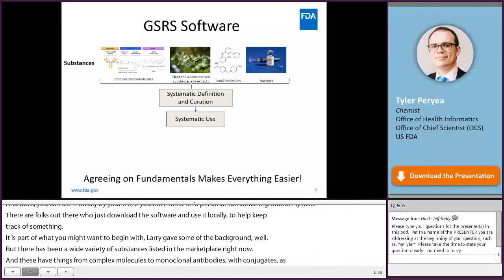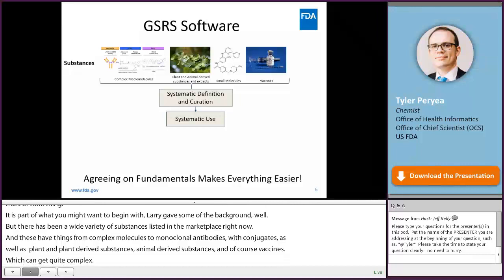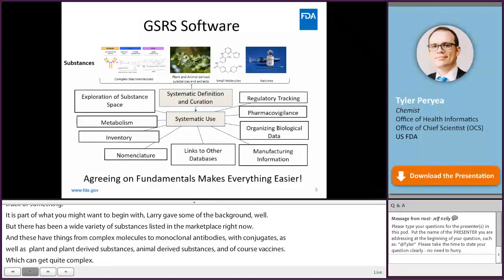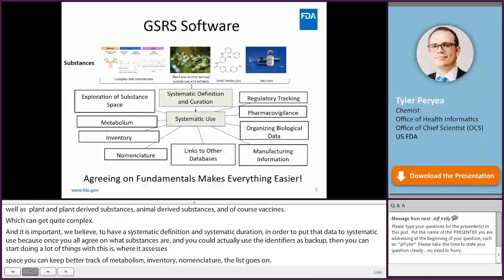And it's important, we believe, to have a systematic definition and systematic curation in order to put that data to systematic use. Because once you've agreed on what the substances are, and you can actually give them identifiers and track them, then you can start doing a lot of things systematically. You can do explorations of substance space. You can start keeping better track of metabolism, of inventory, nomenclature. The list goes on. Of course, one of the key areas that we're interested in is pharmacovigilance. But really, there's a lot that can be done once you agree on what the substances are and how to handle them at a basic level.